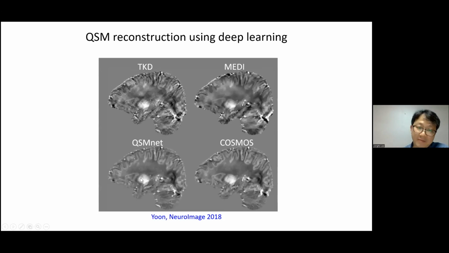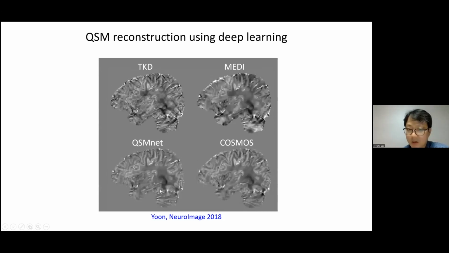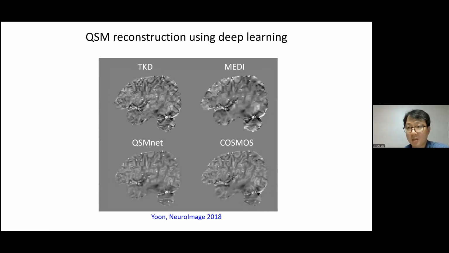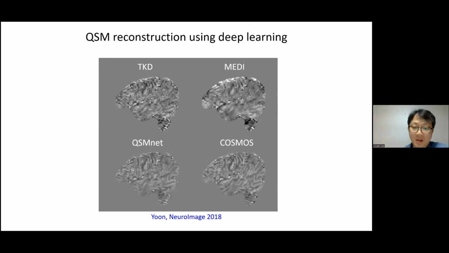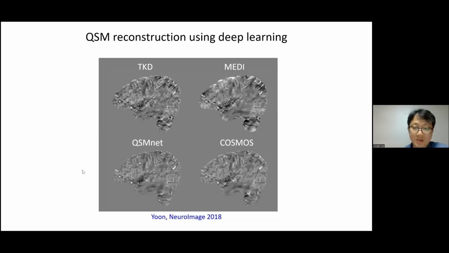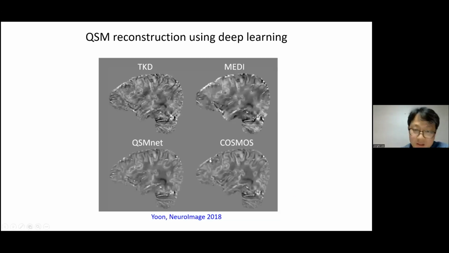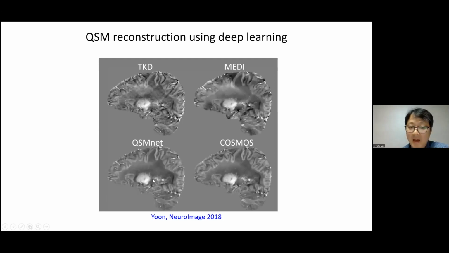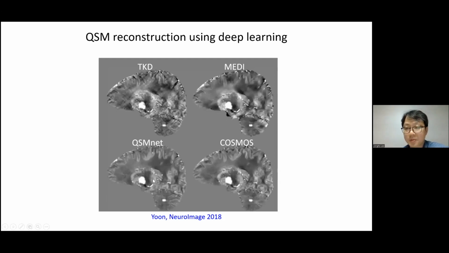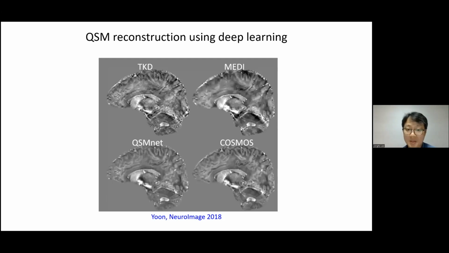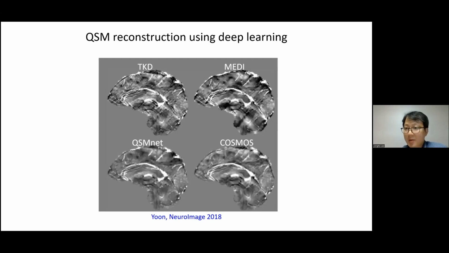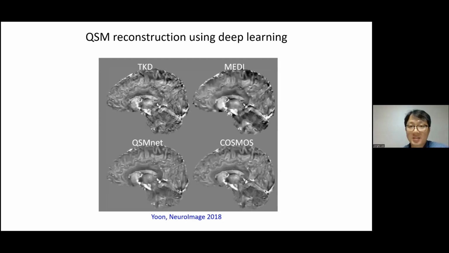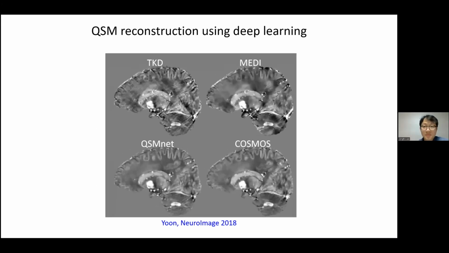Whereas, at the bottom left, you see this QSMnet result that only uses a single orientation data set, but still does not have any artifact. Oops, sorry. Let me try to show. Oh, there we go. It does not have this streaking artifact and has the quality of the COSMOS result. So this is something that we can do with deep learning, and that's quite exciting to see.